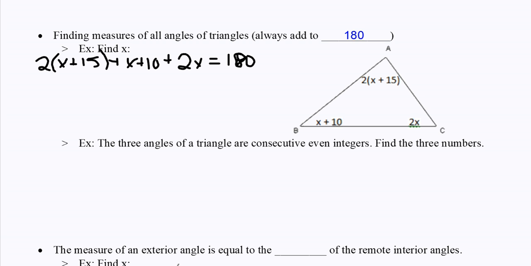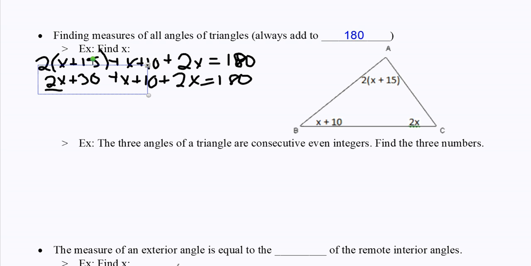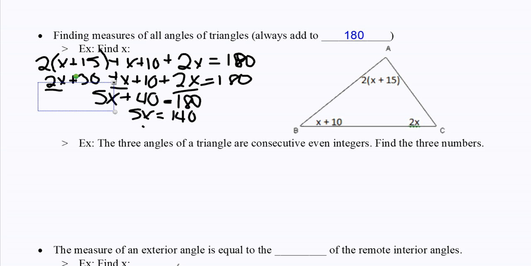So I can distribute my 2 in here. We get 2x plus 30 plus x plus 10 plus 2x equals 180. Combine some like terms, 2x and an x and another 2x are 5x. 30 and 10 gives me 40. And then I can subtract 40 on both sides, so that's going to give me 5x is equal to 140. And then divide by 5, and so we get x is equal to 28. It's a little fast. Sorry about that, guys.